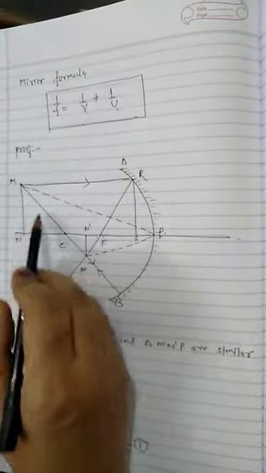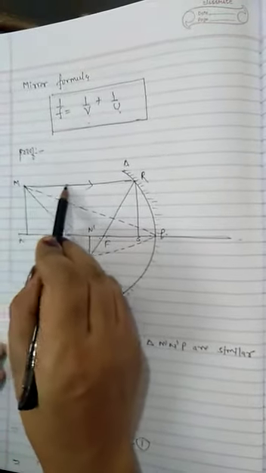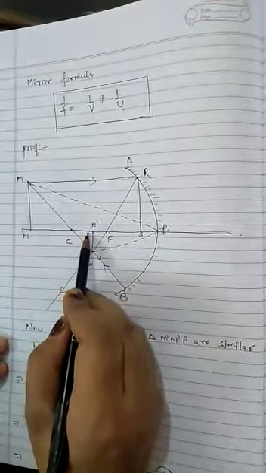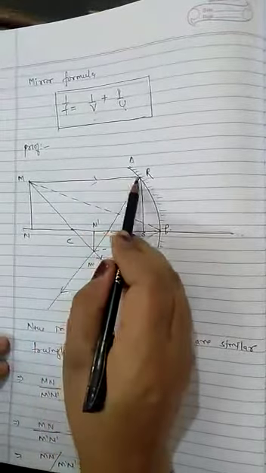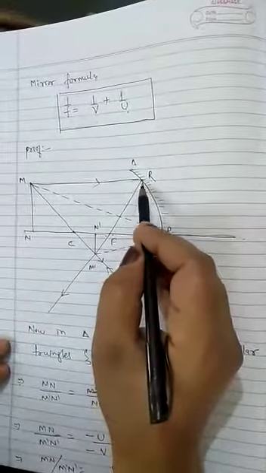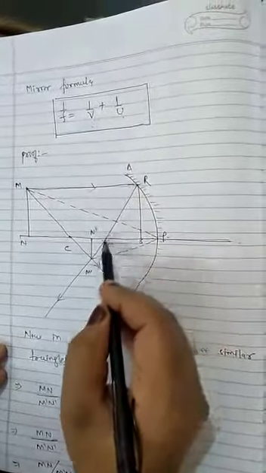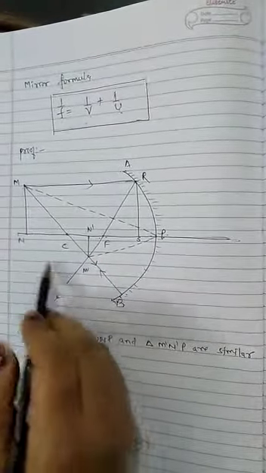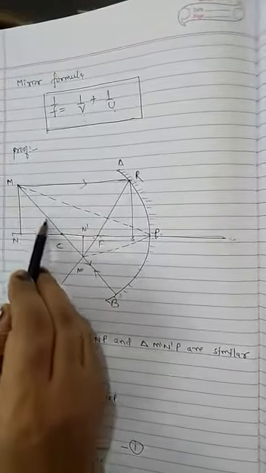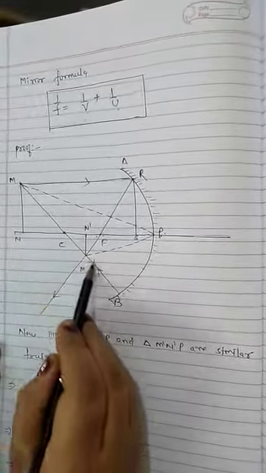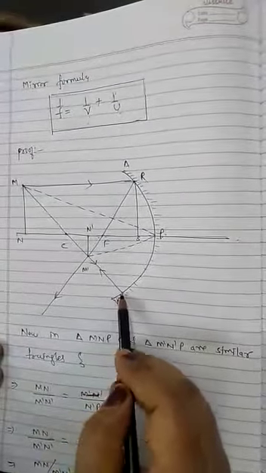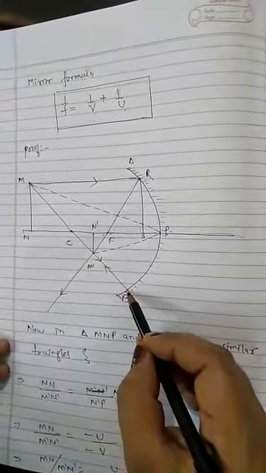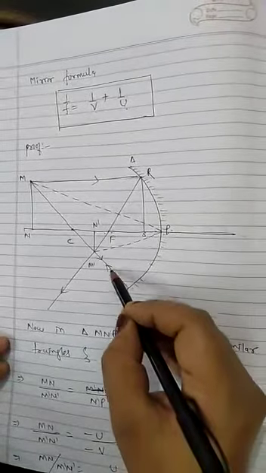For that, the first incident ray, which is parallel to the principal axis, strikes the mirror. After reflection, by the law, it will pass through the focus like this. Now the second one, which is passing through the center of curvature, strikes the mirror. Then by the law, after reflection, it will reflect back along the same path but in the opposite direction.